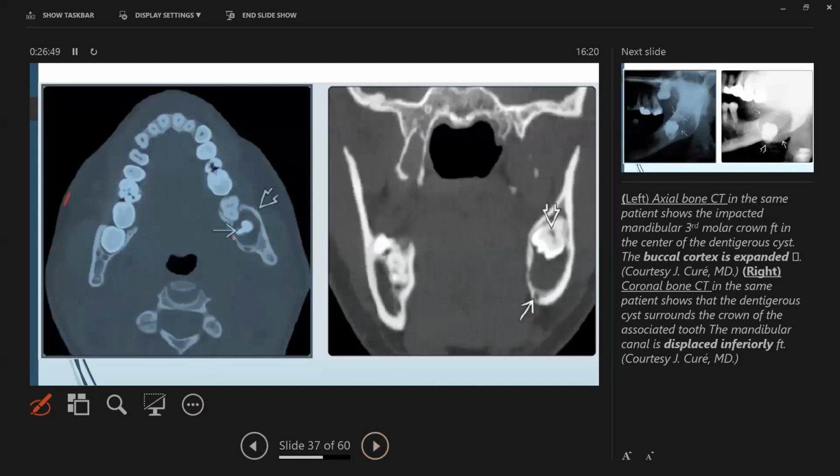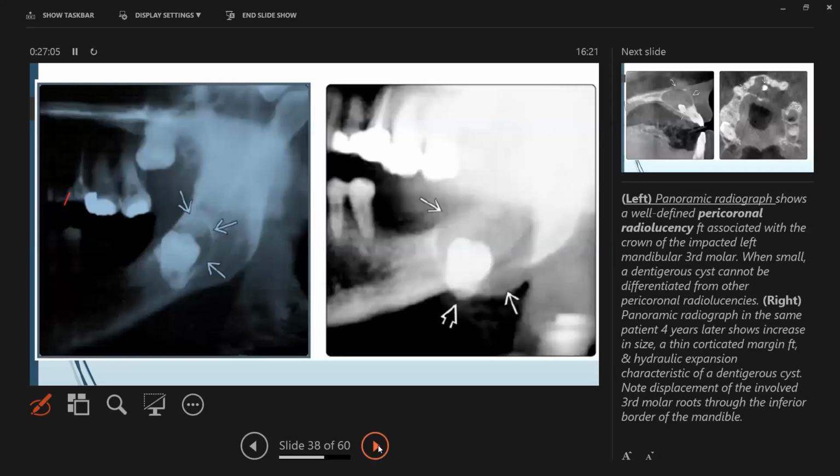And here you can see the pericoronal radiolucency, which is surrounding. This is an axial slice. And here in the coronal slice you can see how the cystic lesion is enlarging both the buccal and the lingual cortical plates. This small arrow is indicating the inferior dental canal. And here you can see this is a slow growing lesion. The dentigerous cyst is a very slow growing lesion.